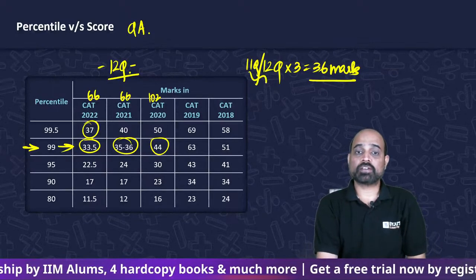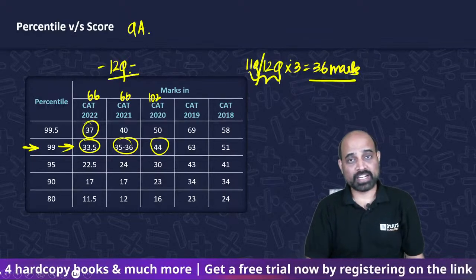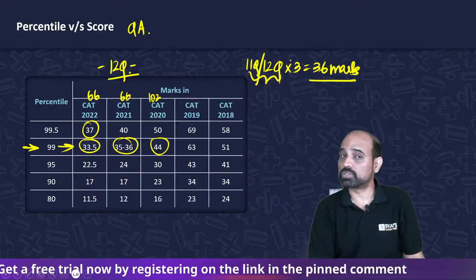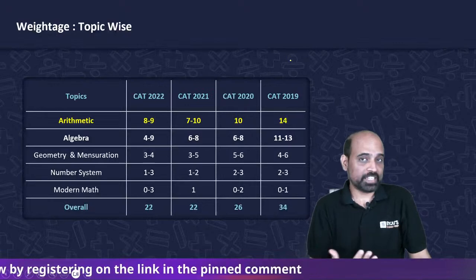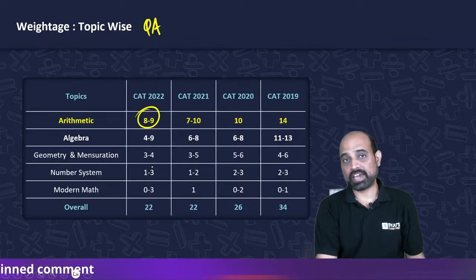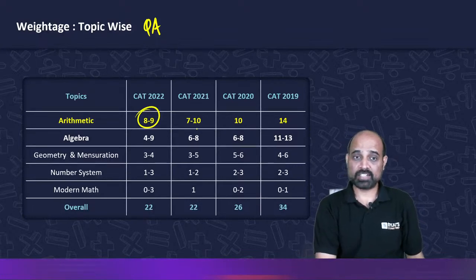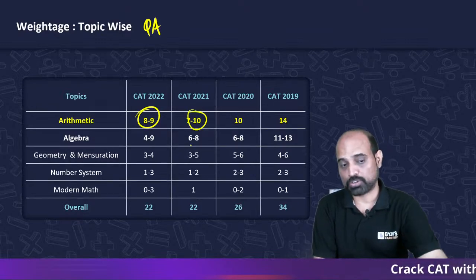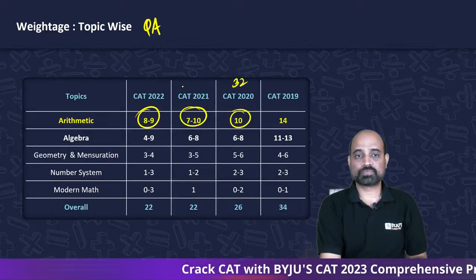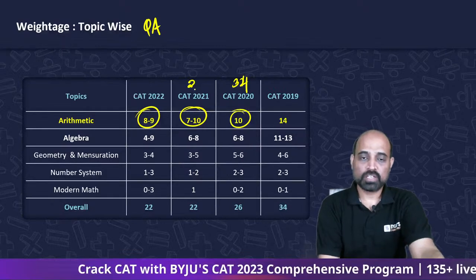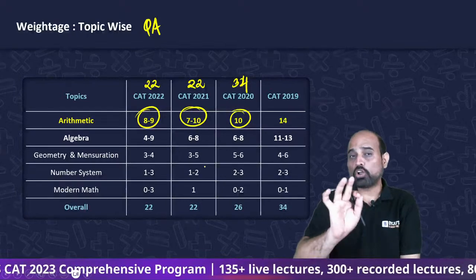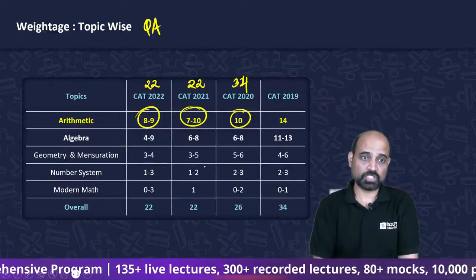So which topic, if we do perfectly so that we are accurate and able to solve all the questions from that topic, will let us attain this percentile or this score? Well, if you look at the topic-wise weightage of QA, around 8 to 9 questions are from arithmetic. In last year's CAT and the year before that, there were 7 to 10 questions from the arithmetic topic itself. And before that, out of 22 questions as well. So you can see that almost 1/3 of the total questions is from just arithmetic.